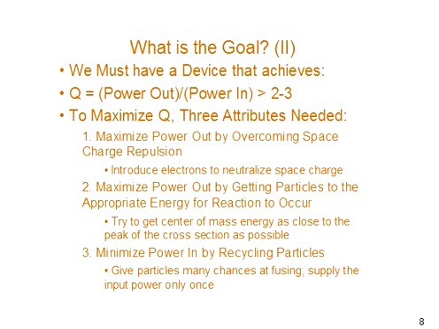First, we must maximize the power out by overcoming the space charge repulsion. To do this, we can introduce electrons to neutralize that space charge. Secondly, we need to maximize the power out by getting the particles to the appropriate energy for the reaction to occur. We should try to get the center of mass energy as close to the peak of the cross-section as possible. Thirdly, we want to minimize the power in by recycling the particles. This way we can give the particles many chances at fusing and supply the input power only once.